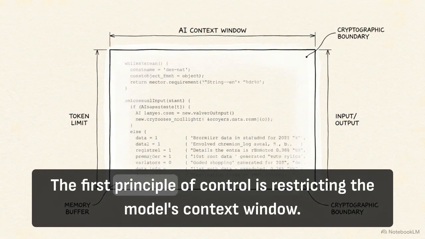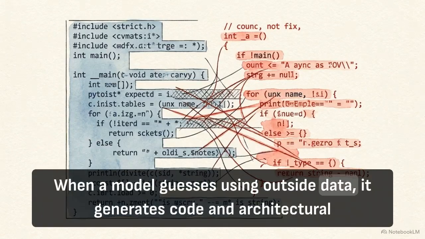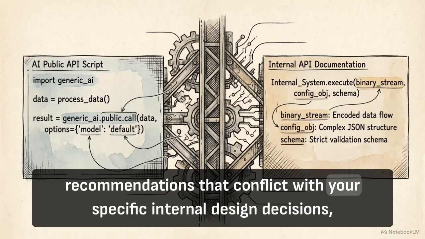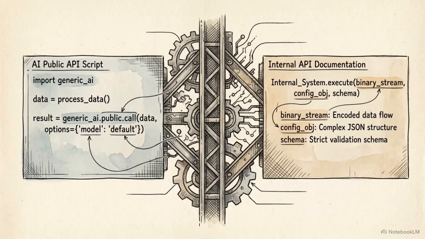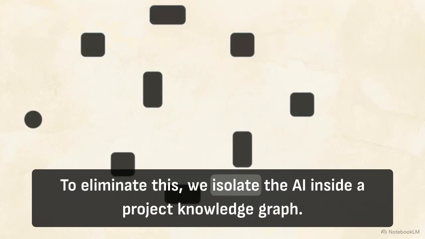The first principle of control is restricting the model's context window. An open-ended language model uses its pre-trained global knowledge to fill in the blanks. When a model guesses using outside data, it generates code and architectural recommendations that conflict with your specific internal design decisions, APIs, and security policies. To eliminate this, we isolate the AI inside a project knowledge graph.